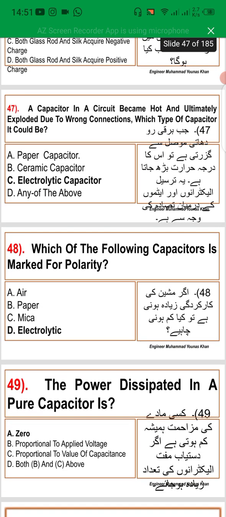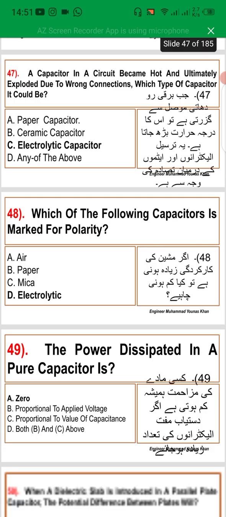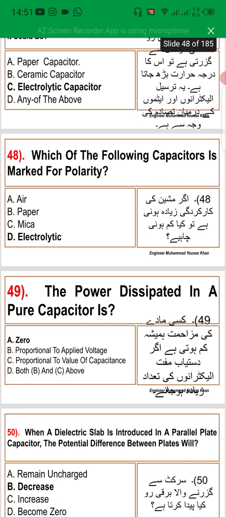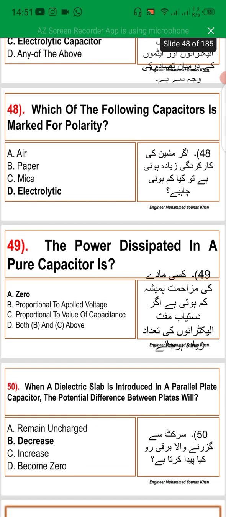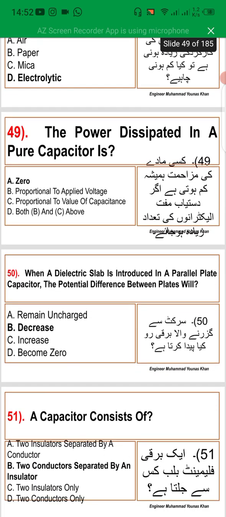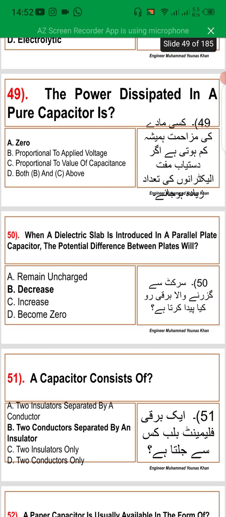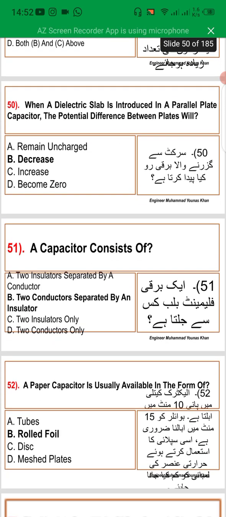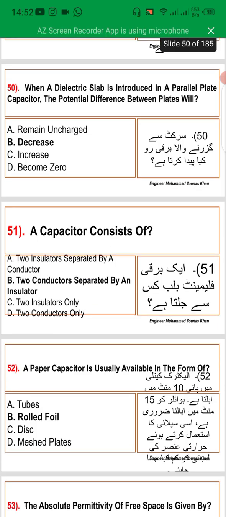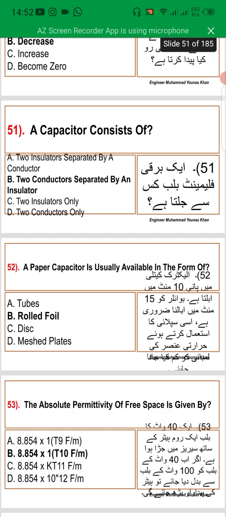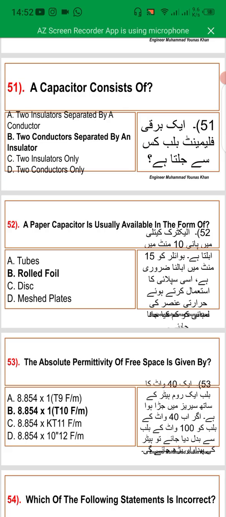Electrolytic capacitor. Which of the following capacitors is marked for polarity? Electrolytic. The power dissipated in a pure capacitor is zero. When a dielectric slab is introduced in a parallel plate capacitor, the potential difference between the plates will decrease. A capacitor consists of two conductors separated by an insulator. A capacitor is usually available in the form of rolled foil.